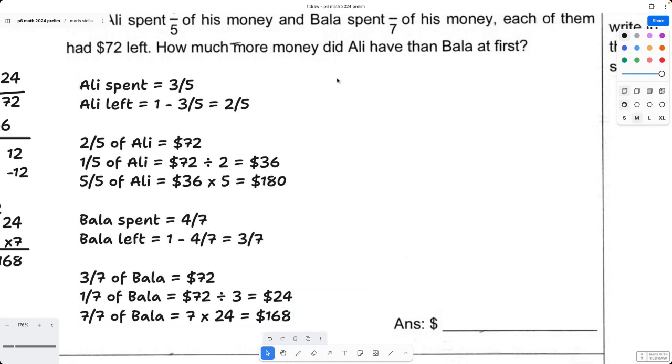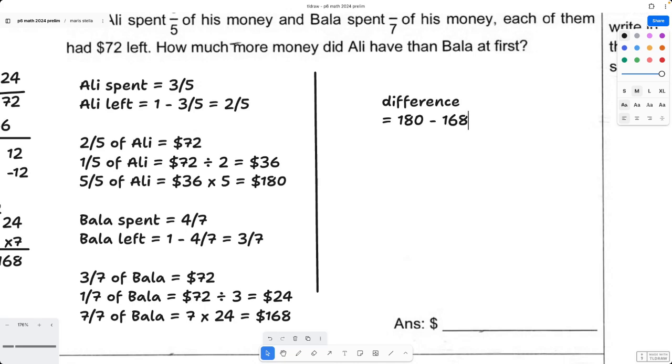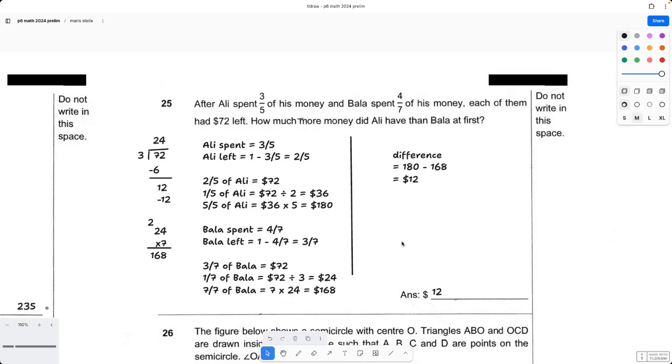Okay, so now how much more money did Ali have? Ali had, okay, so the difference is basically equal to 180 minus 168, which is $12. The answer is $12. Okay, that's it. Let's move to the next question.